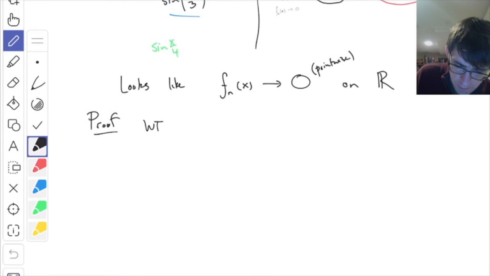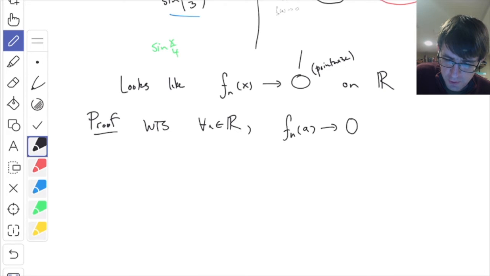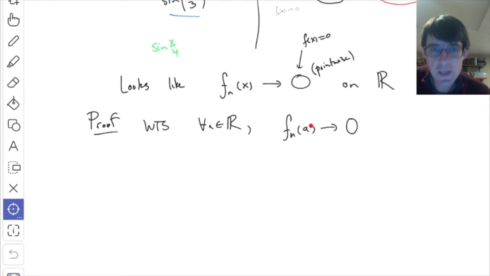So I want to show for all real numbers A, fn of A converges to, now what the definition says here is f of A, where f is the thing it converges to. In this case, my f is just 0. This is like the function f of x equals 0, right? So when you're showing that some sequence of functions converges to f, you would say fn of A converges to f of A. But in this example, what I said they're converging to is 0, so you put 0 here. This is what I need to prove.